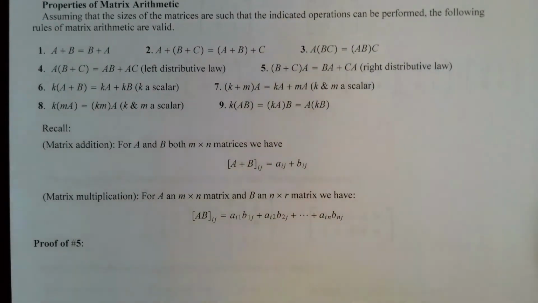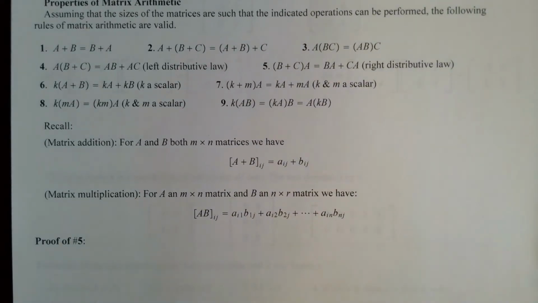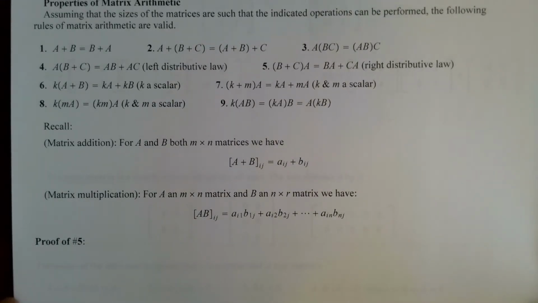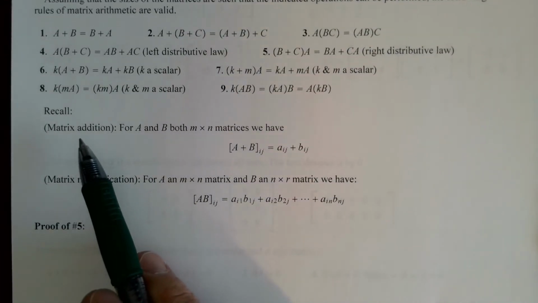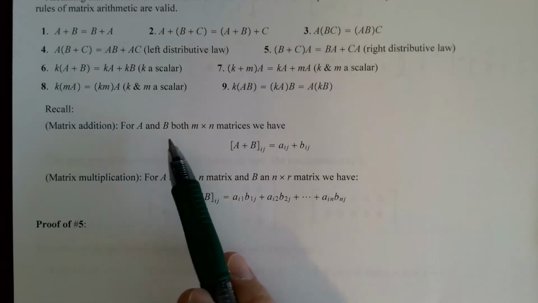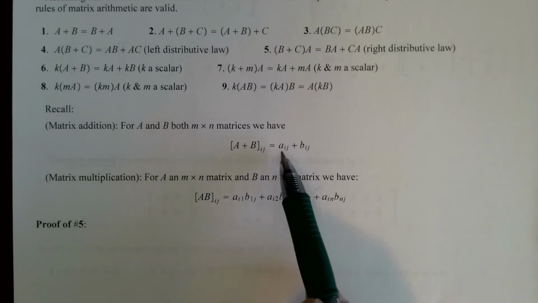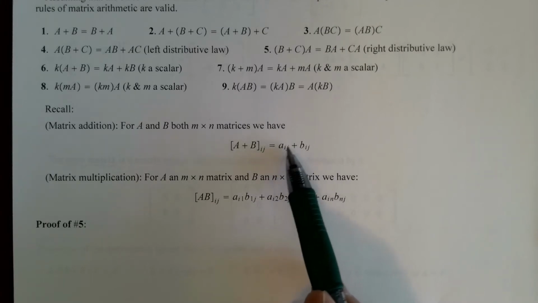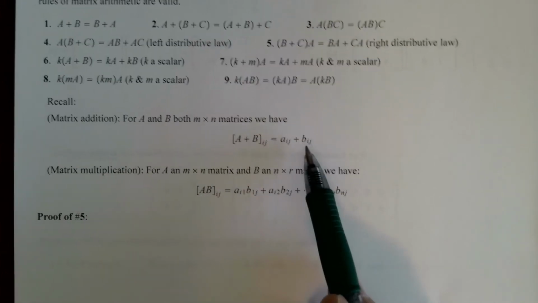I'm going to prove this right distributive law, and when you do your proof, I want you to model it exactly after this proof. So I'm going to show you how to do that proof. First of all, just as a reminder from last time, for matrix addition, if A and B are both the same size, then I can talk about their sum A + B, and the ijth entry of that sum is simply the corresponding ijth entry of the matrix A plus the ijth entry of B. Right, so that's easy for addition.